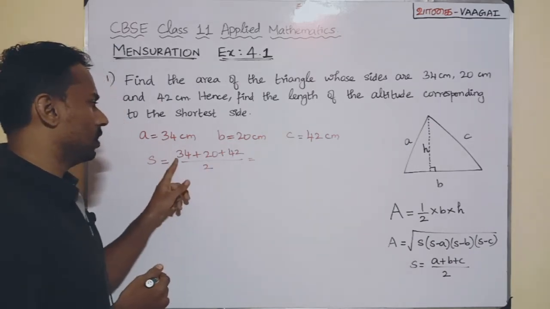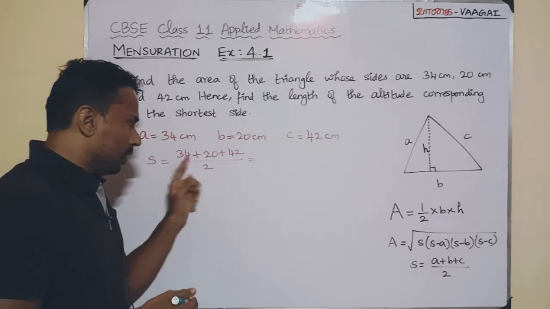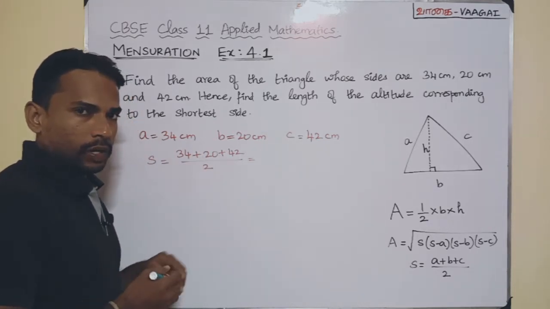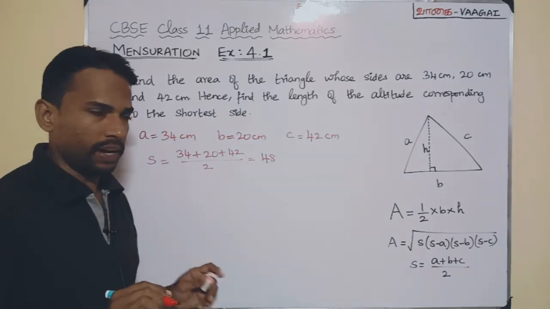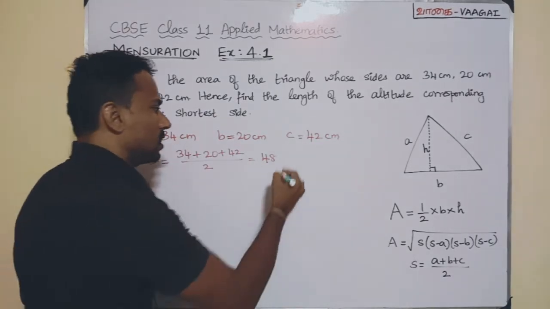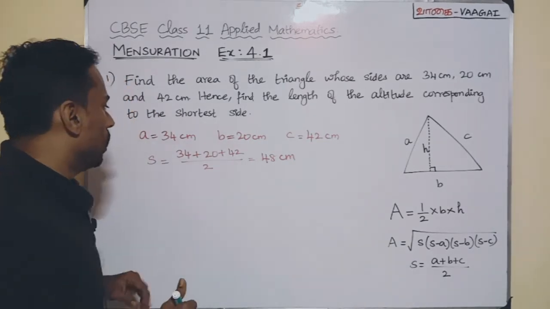34 plus 42 will be 76, plus 20 will be 96. 96 by 2 will give you 48. So 96 divided by 2 is what we will be getting. So this gives you 48 centimeters. So we got the value of S successfully. Now we can find the area.